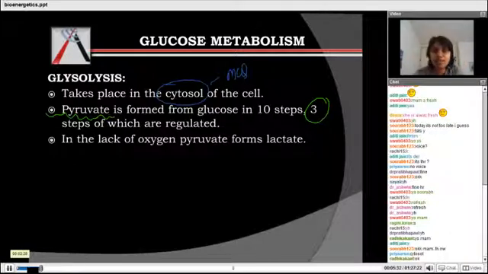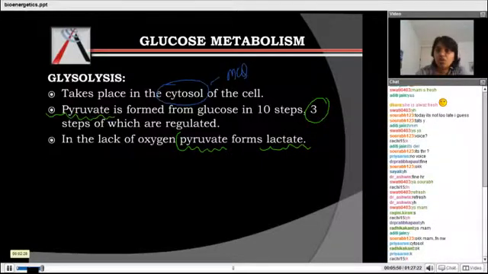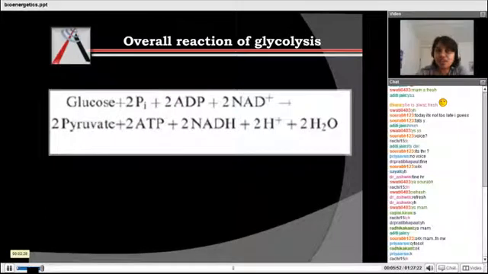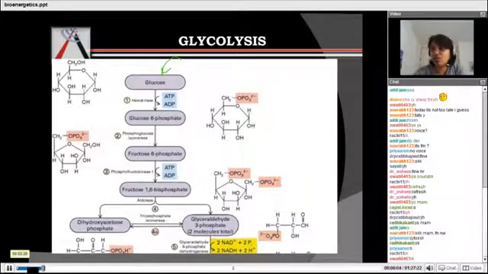They are kind of irreversible. Okay, so if we have oxygen, then fine, the pyruvate continues to go into the next cycle. But if we don't have oxygen, the pyruvate forms lactate. That's the point over here. As we move on, you will understand what we were talking about. I'll come to the overall reaction later. Let's start with the cycle. So we have glucose. All this is taking place in the cytosol of the cells. It's not inside the mitochondria. It's in the cytoplasm.